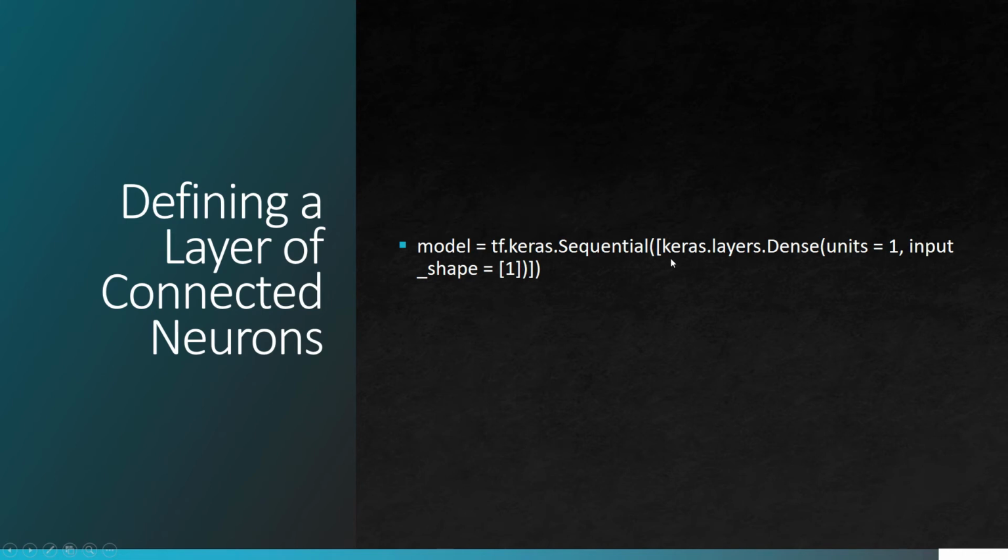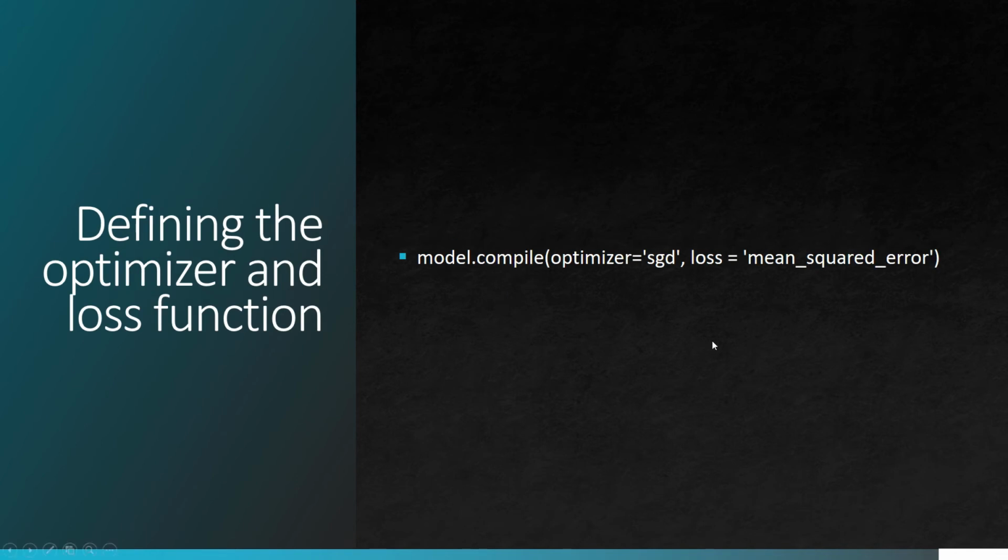Then keras.layers.Dense. Dense means we are defining a dense layer. Units equal to 1 means we are taking only one neuron in the layer, and the input shape is 1 because we have x as single values. Now we have to compile the model by using these 2 parameters, optimizer as SGD, which is stochastic gradient descent, and the loss as mean squared error.